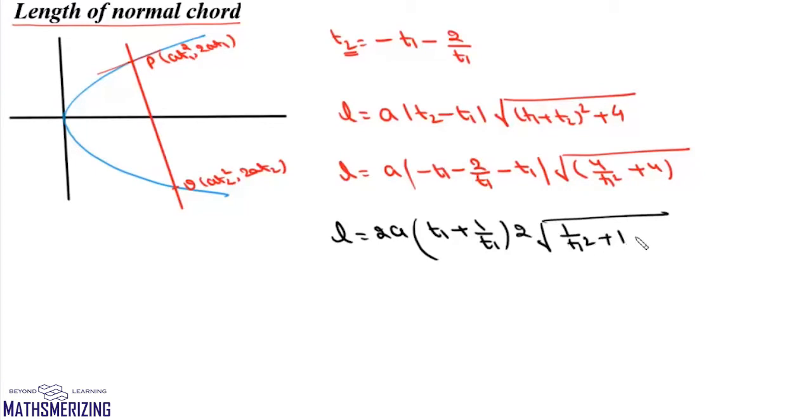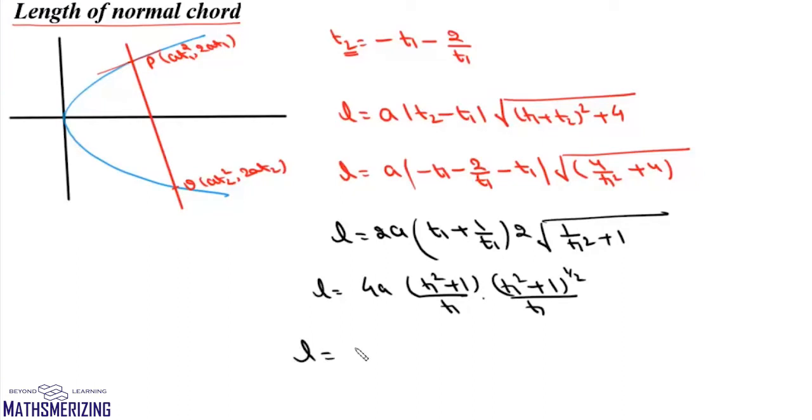Now we can write this as L = 4a (t1² + 1)/t1, and here we can write this as (t1² + 1)^(1/2)/t1.